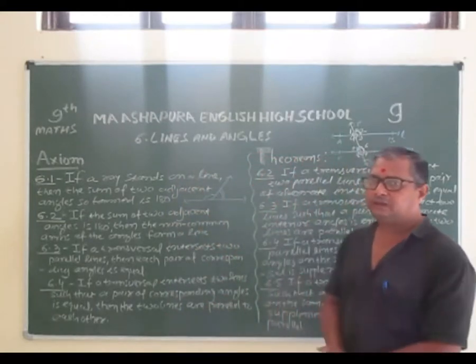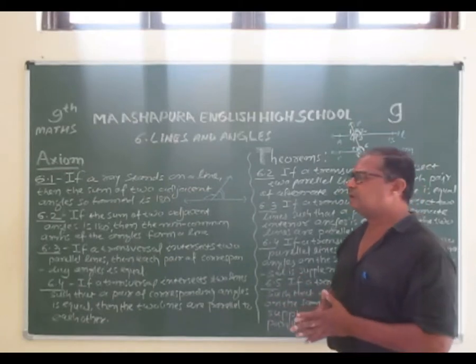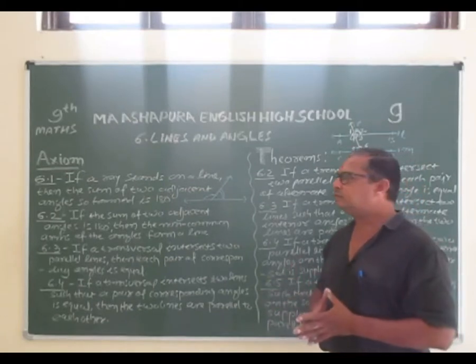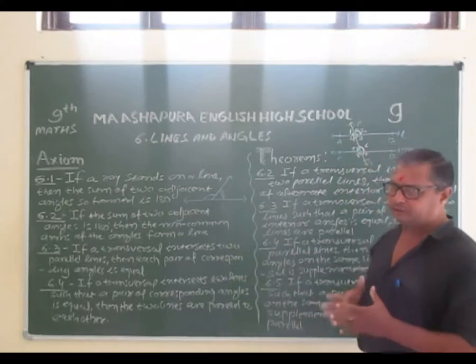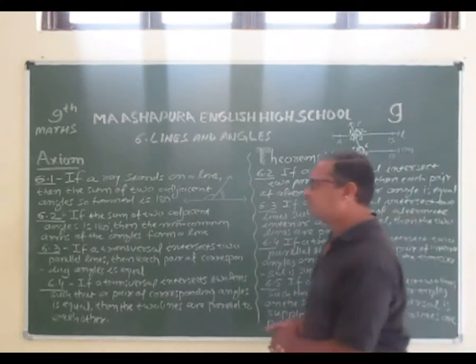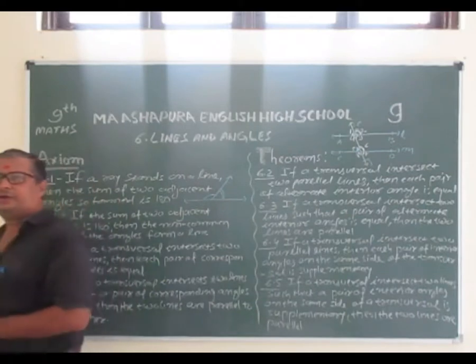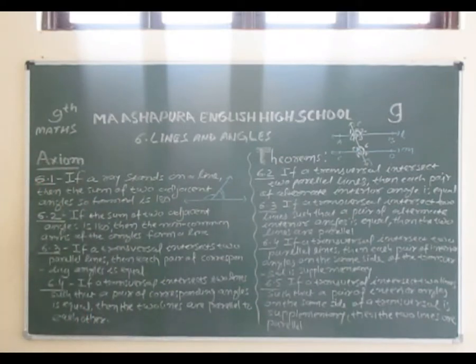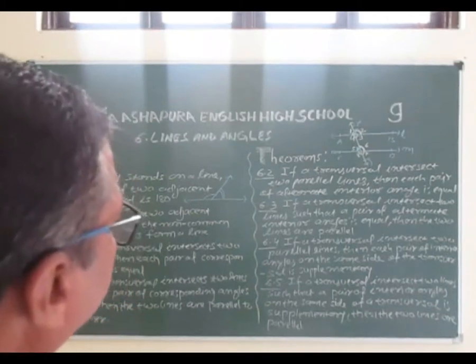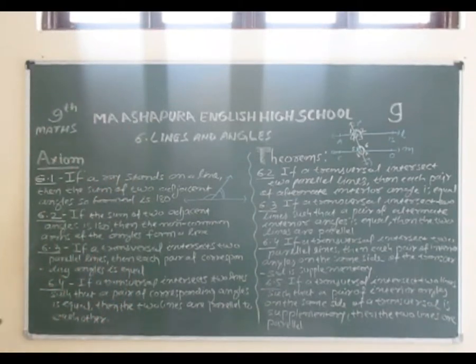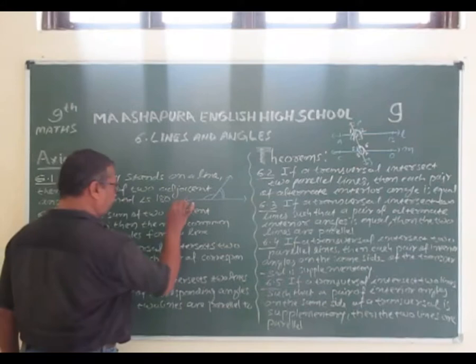And once again, we are going to discuss in this video some axioms and theorem statements. So first of all, we are going to continue some axioms. First, 6.1: If a ray stands on a line, then the sum of the two adjacent angles so formed is 180. Please see the board carefully.